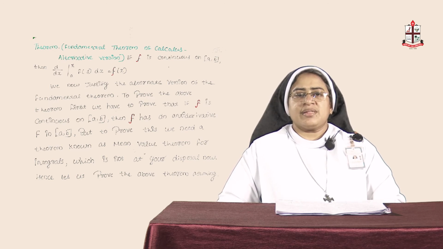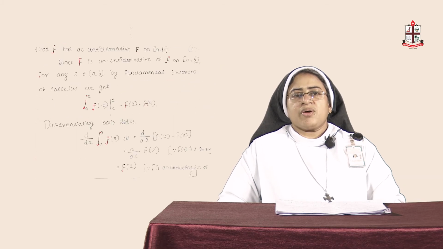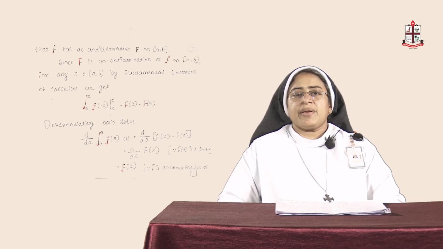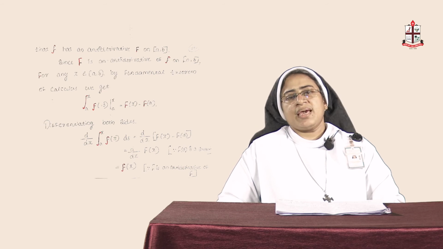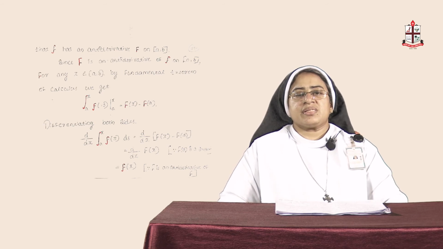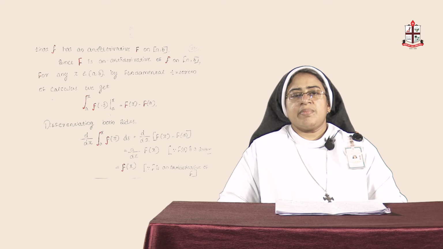by assuming certain things. So, we are going to assume that small f has an antiderivative capital F on closed interval a b. Then, if capital F is an antiderivative of small f on closed interval a b, for any x which is an element of a b, by the fundamental theorem of calculus we get the integral from a to x of f of s ds is equal to capital F of x minus capital F of a.